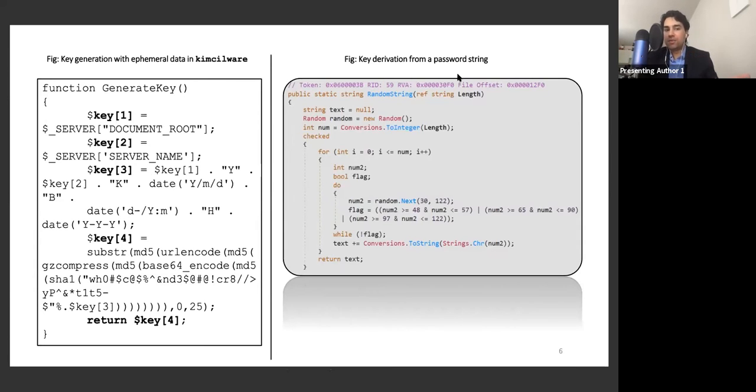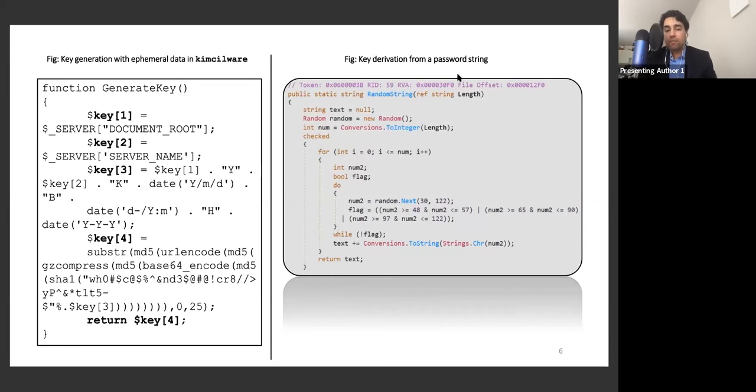And we see there's a function conveniently named generate key. And it actually generates an AES key. It generates a symmetric key for the ransomware to use in order to encrypt the data. However, you see that most of the information that is used in the construction of the key is repeatable.